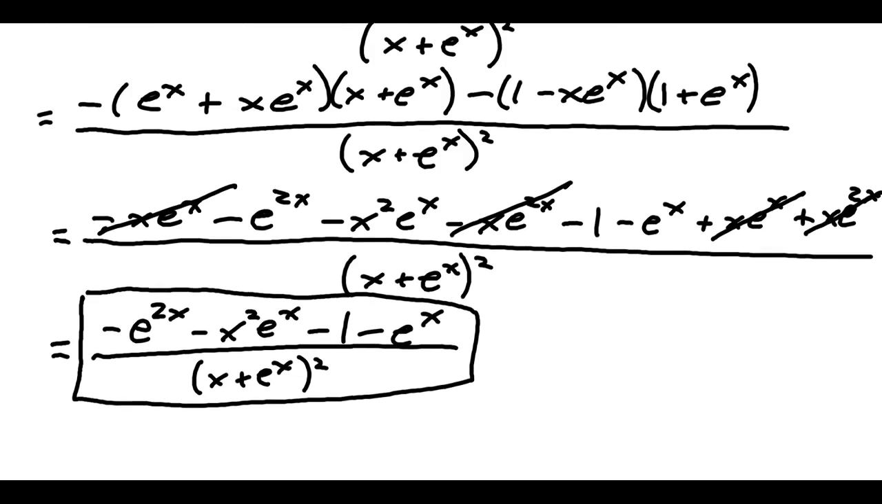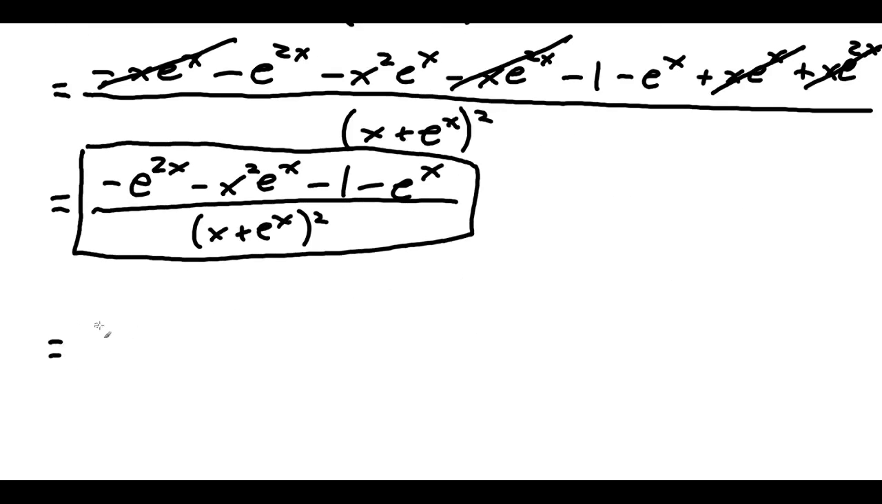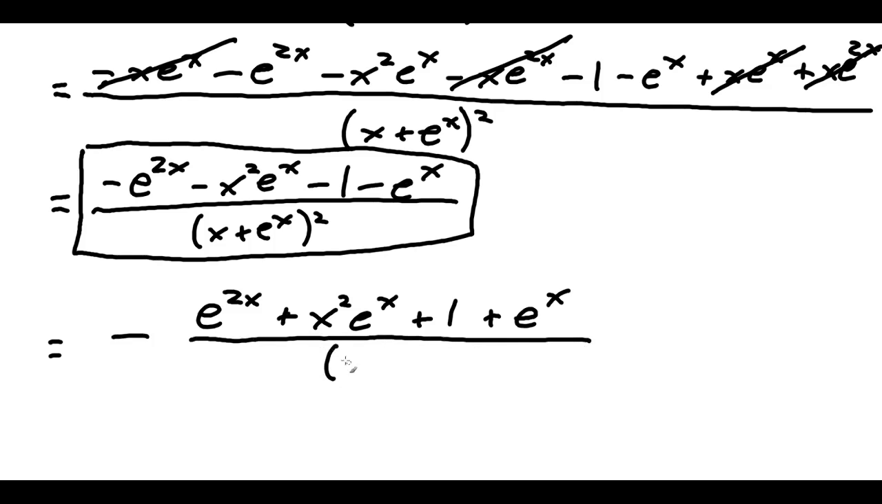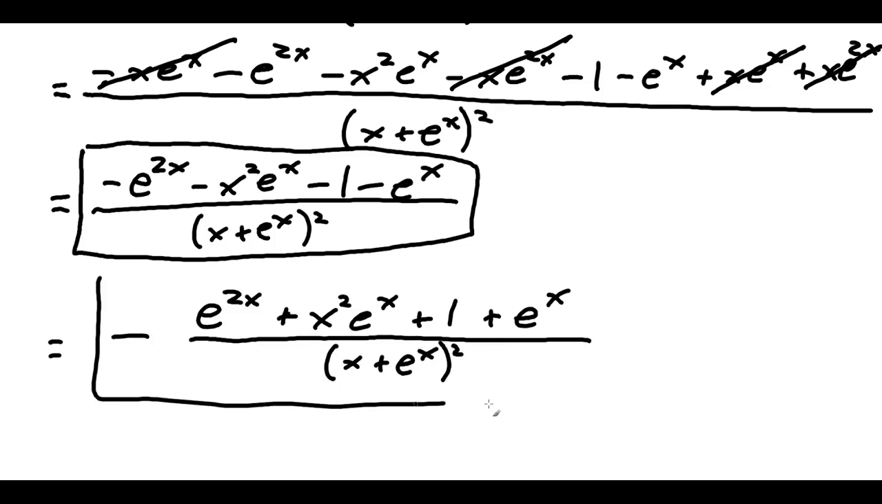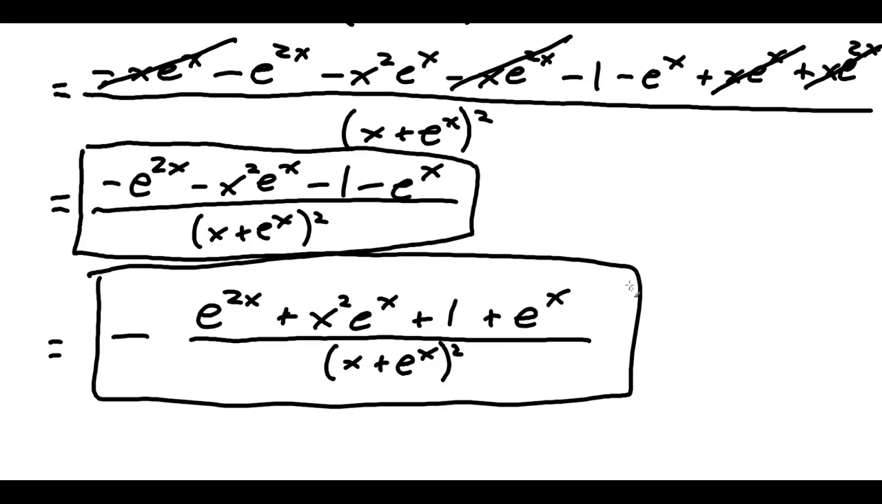Unless you would rather have fewer negative signs. Of course, you could factor out a negative to the front and make the numerator all positives: e to the 2x plus x squared e to the x plus 1 plus e to the x, over (x plus e to the x) quantity squared. That would be another way of writing that if you wanted. Again, neither of these is really simpler than the other. It's just a matter of whether you would rather have a negative sign out front or just as simple a fraction as possible.